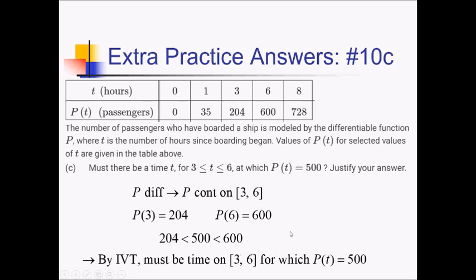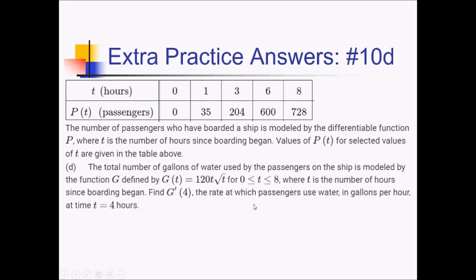And there definitely is. For this last part of the problem, we're told that the total number of gallons of water used by the passengers on the ship is modeled by a g function that equals 120t radical t, between 0 and 8. So we want to know what g prime of 4 is. And they're telling us what it means in real life. This is the rate at which passengers are using water in gallons per hour at 4 hours. But we just need to find g prime of 4.